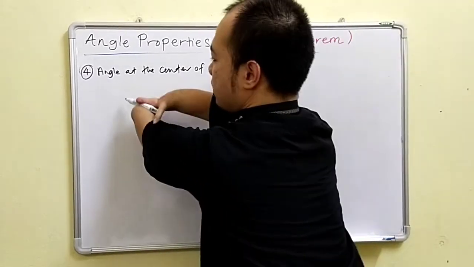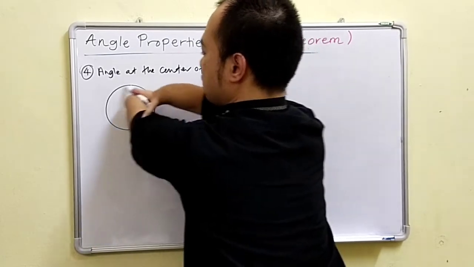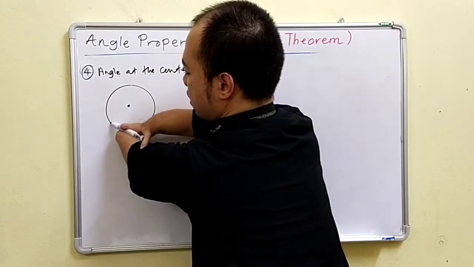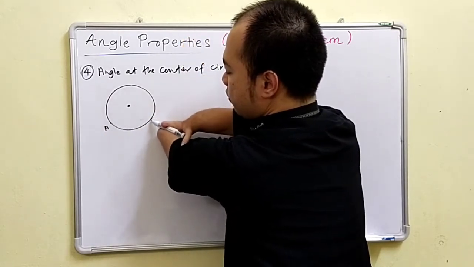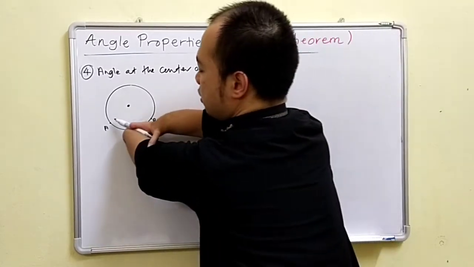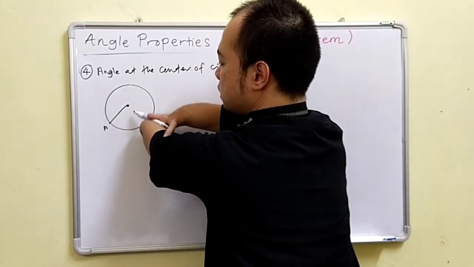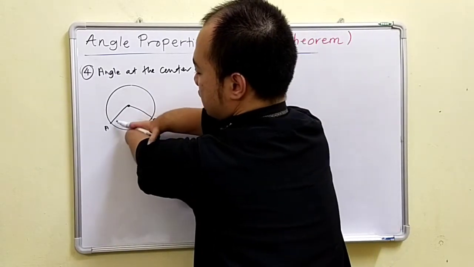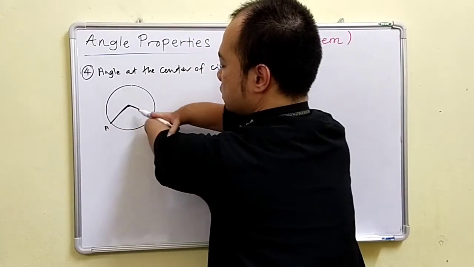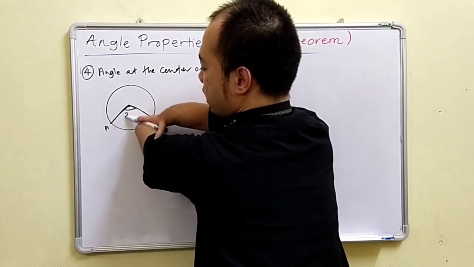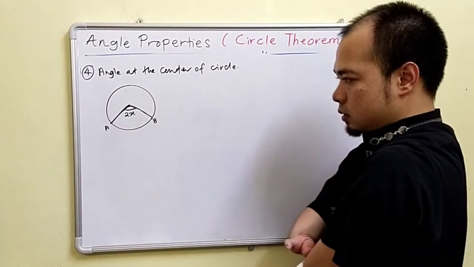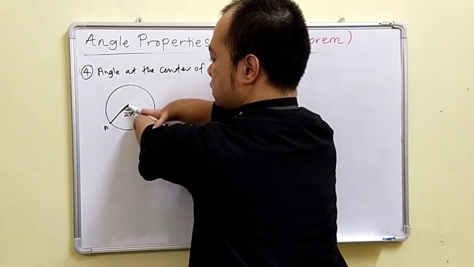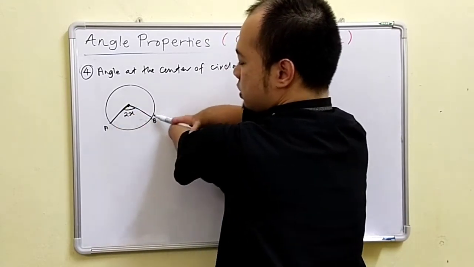It says that if given one circle, this is the center. I have point A here and point B right over here. If I make a radius from A to the center, and from the center to B, this is also a radius. If this angle, let's say, is 2x, look carefully: from A, B, to the center O.